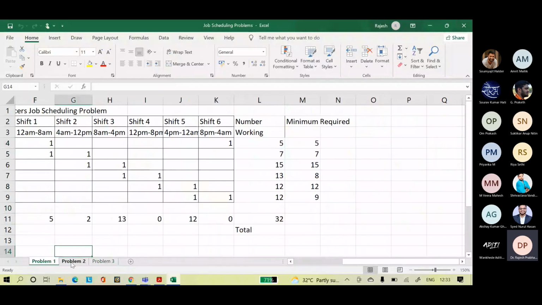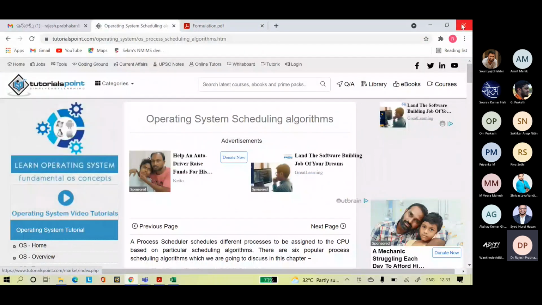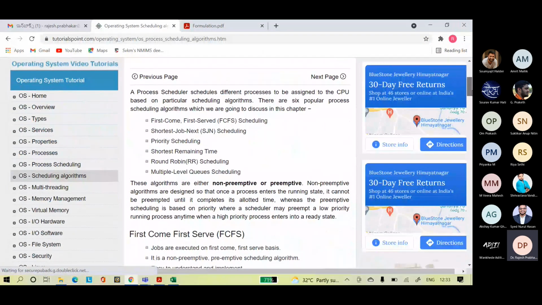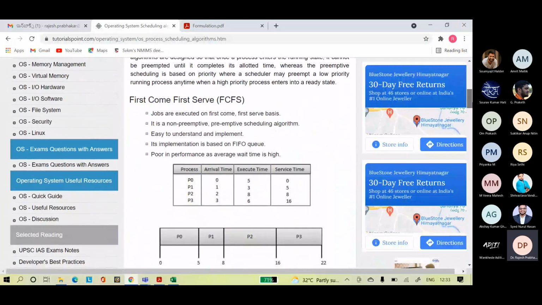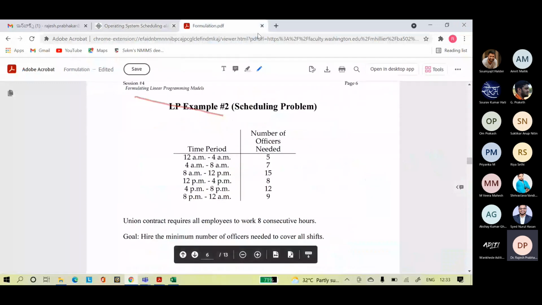So we have used the simplex method. Otherwise, you can use heuristic methods like in operating systems: first come first serve, shortest job next, priority scheduling, shortest remaining time. So these are operating system or computer-related scheduling algorithms. But for normal linear programming problems, we need to follow the simplex method.